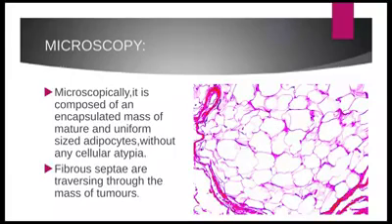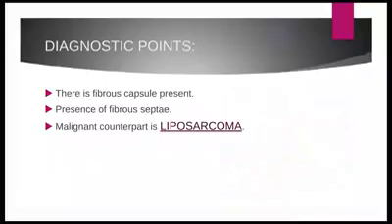Here you can see this is an encapsulated structure and there are the adipocytes, fat cells, with fibrous septa traversing through the mass of the tumor. What are the diagnostic points of lipoma? There is fibrous capsule present, presence of fibrous septa, and a very important question, what is the malignant counterpart of lipoma? This is a very important question from the OSCE point of view, that is liposarcoma.